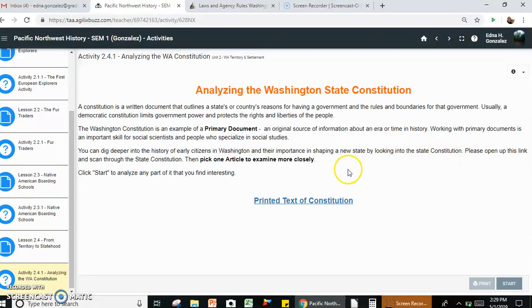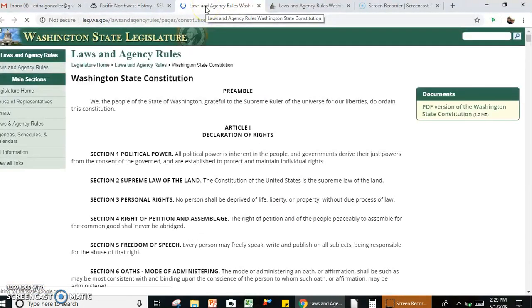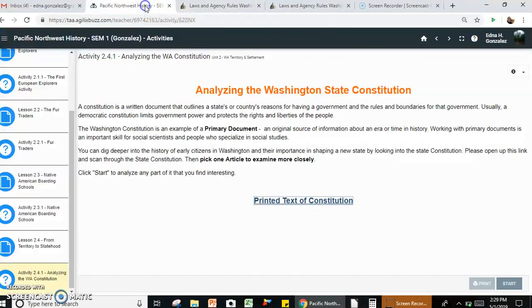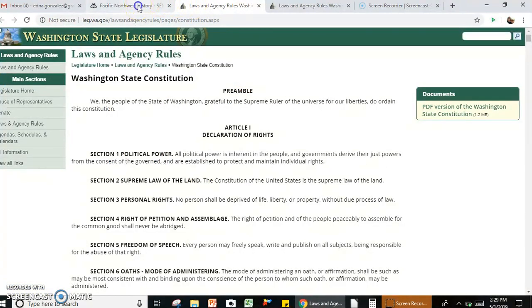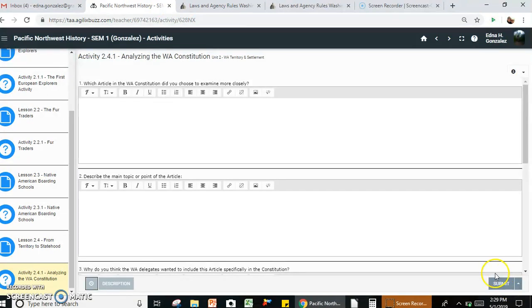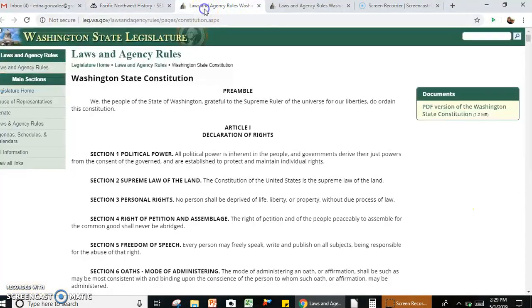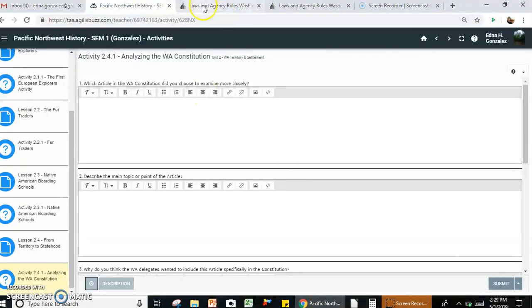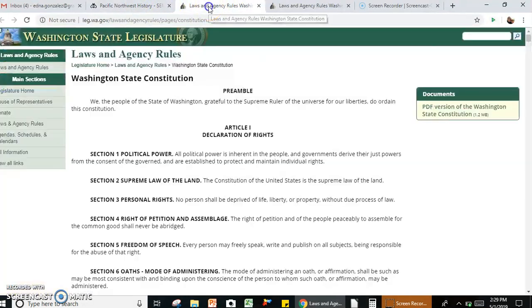And it says to open the link and examine one of the articles more closely. So you're going to click on Print Text of the Constitution. It's going to open in a different window. And it says Laws and Agency Rules. So what I would recommend is keeping that open and then clicking on Start. So the questions are going to appear, and that way you already have the Constitution up and you can answer the questions. And the questions are mainly about one article. So you're supposed to pick one article and answer questions about that article.